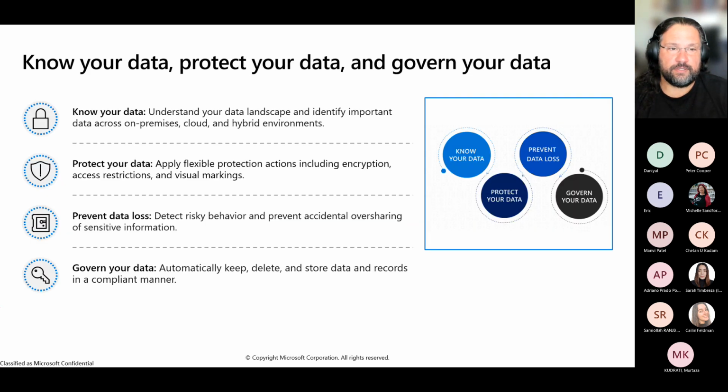Information protection and governance. So information protection and governance is all around understanding what information you have, what you're doing to protect that information, what you're doing to stop the information from being siphoned out of your organization, and how you're doing your governance or how you're governing your data.